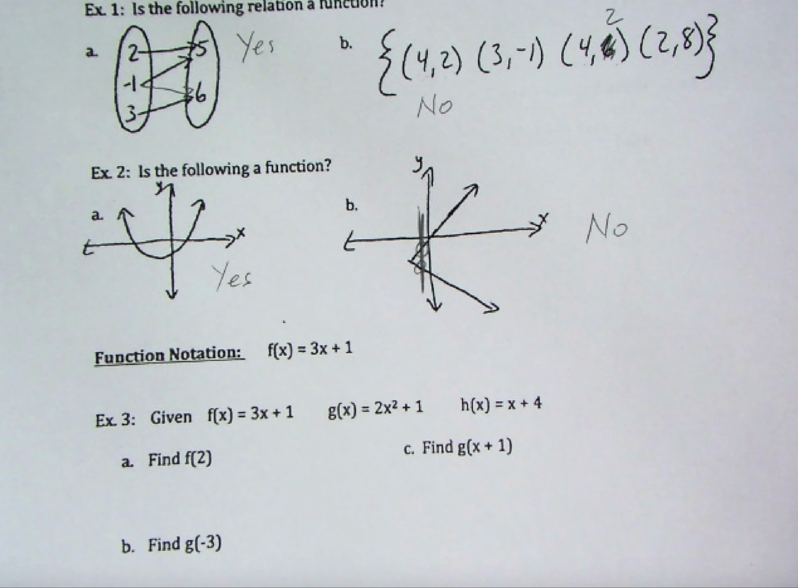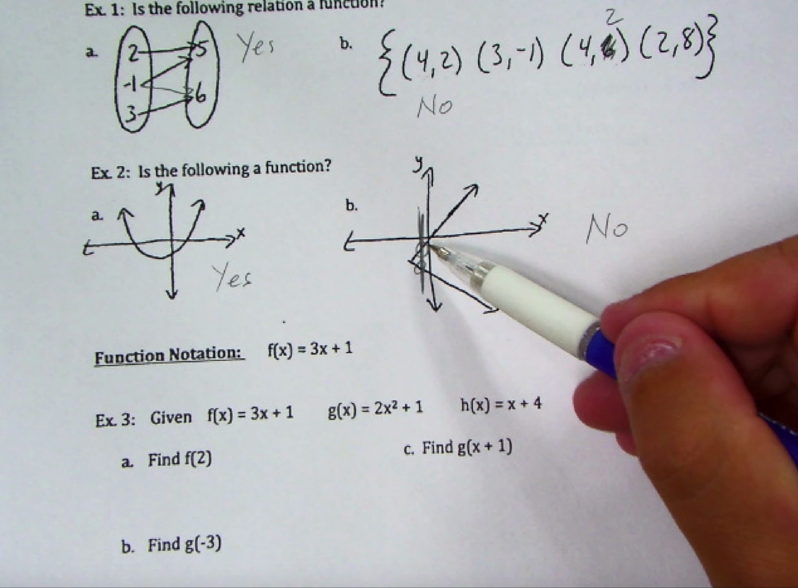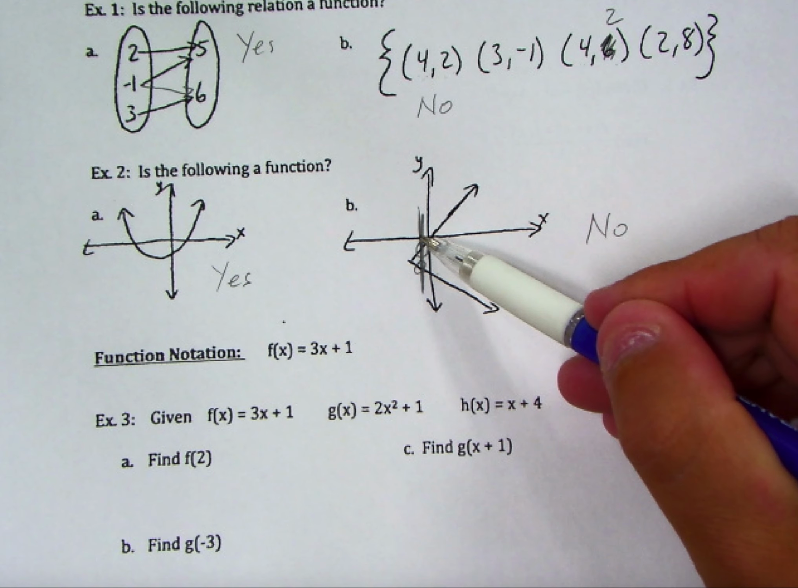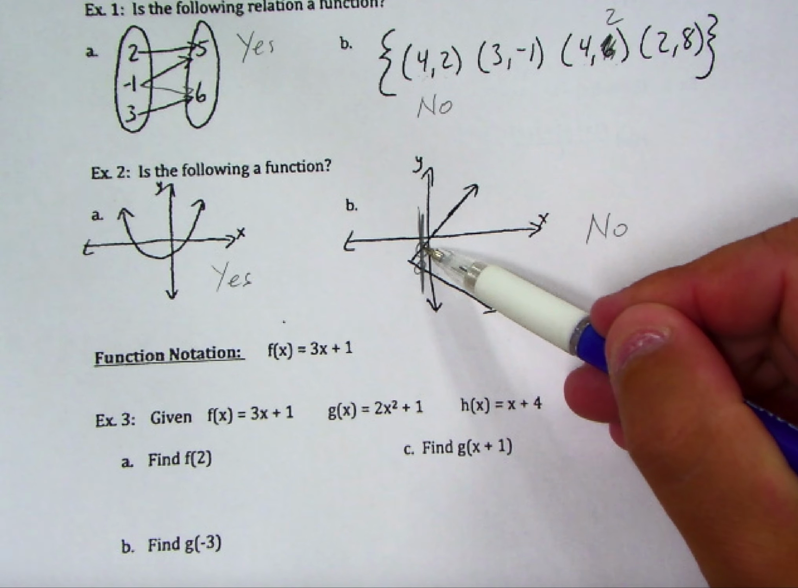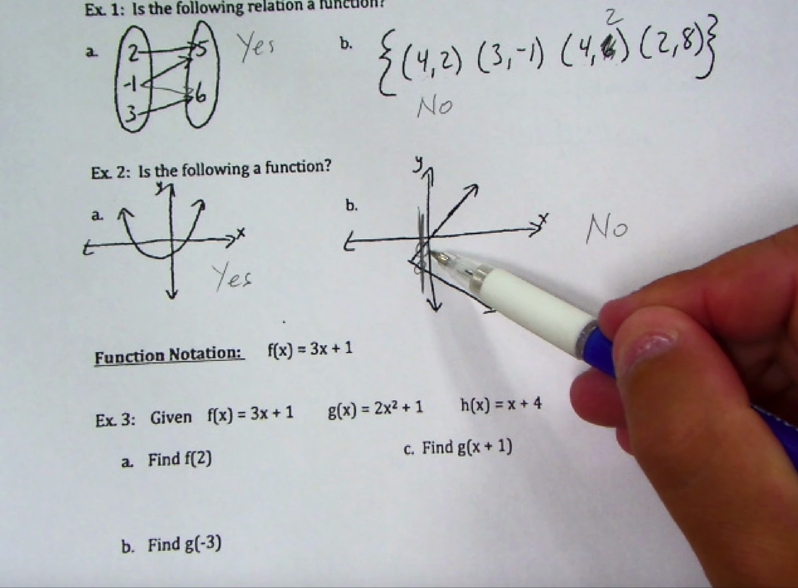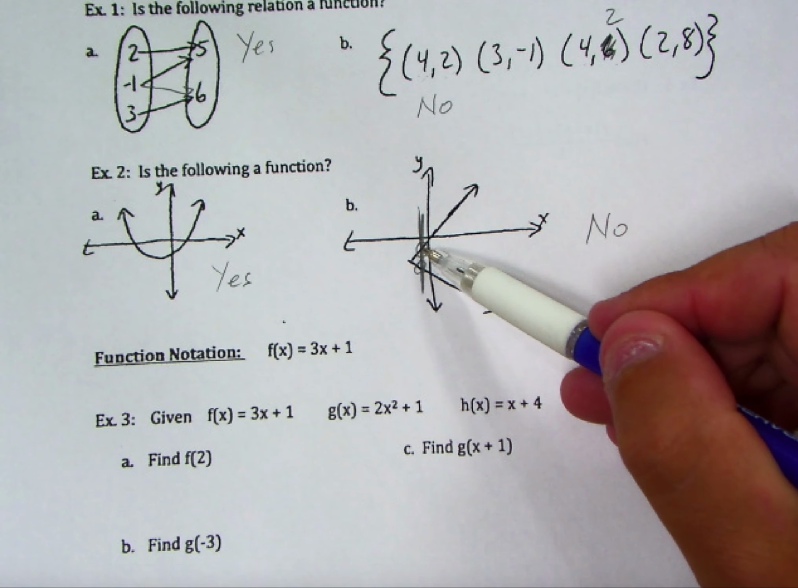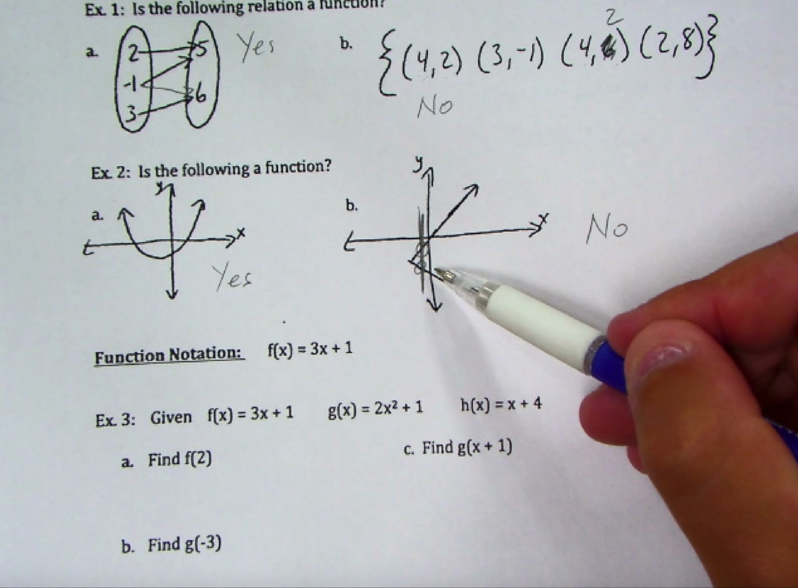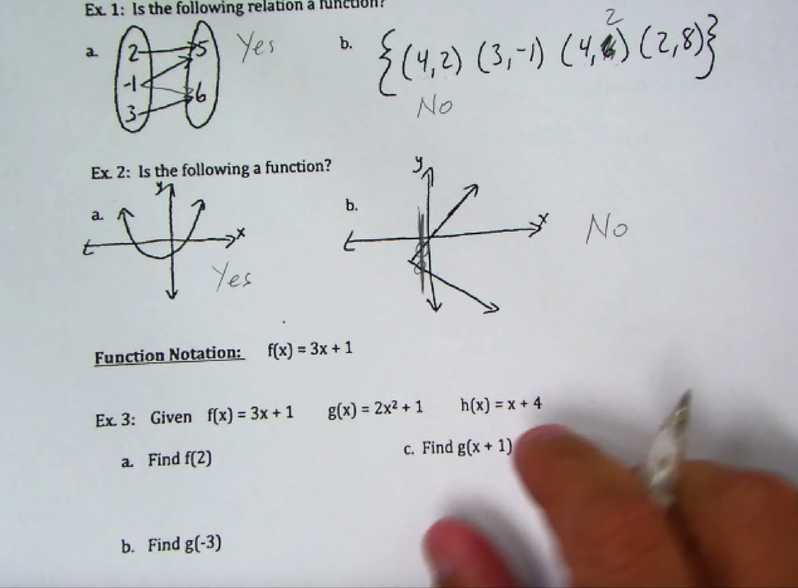What the vertical line test is actually showing is at this x value right here, whatever it is. Let's say it's -1, I don't know. But this x value would give you this y value here, -1, let's say, and this y value here, -3, let's say. So you have an x value that corresponds to two different y values, so that's why, no, it's not a function.